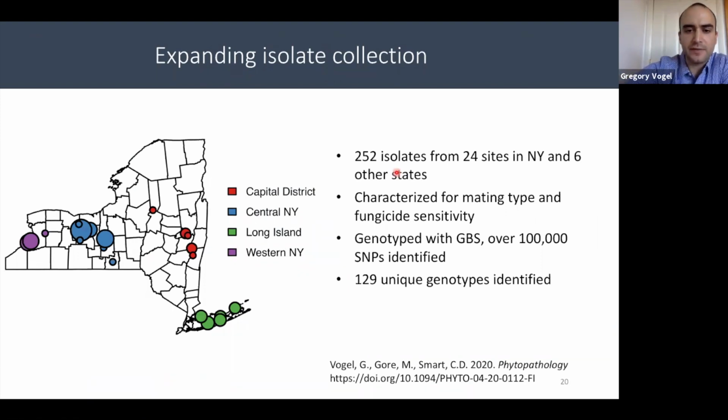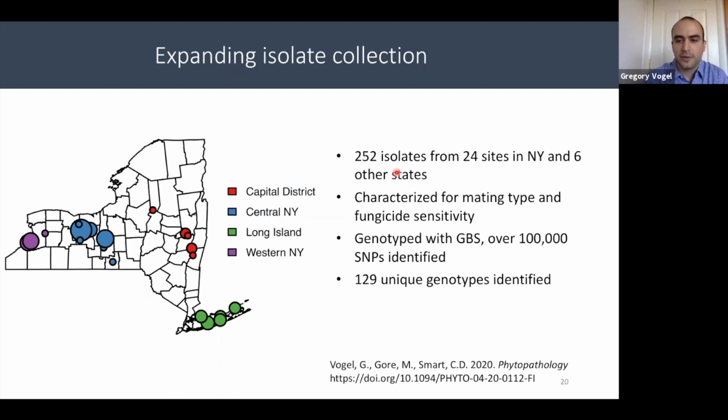So to do that, first we had to expand our collection of isolates. And I'm going to take a little detour from the story about the peppers to talk about our characterization of this collection of isolates that we assembled. In total, we collected around 250 isolates that came from 24 sites in New York State, and then a handful that were sent to us by collaborators in other states.